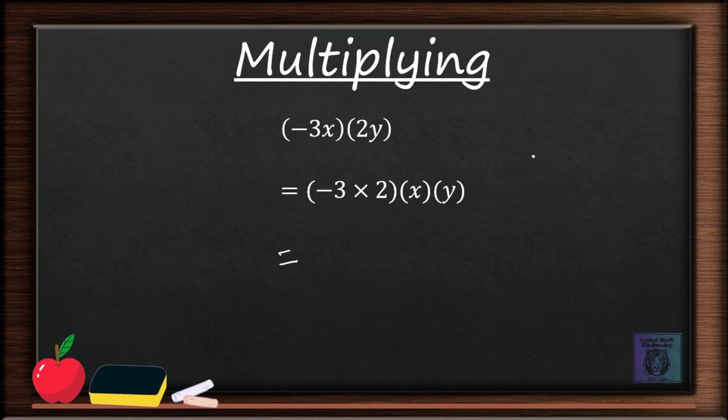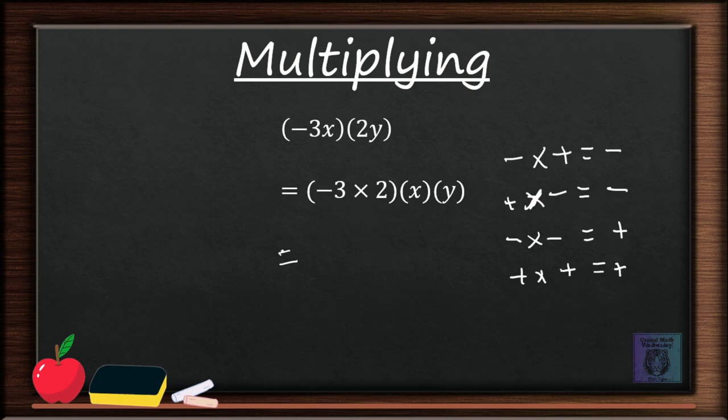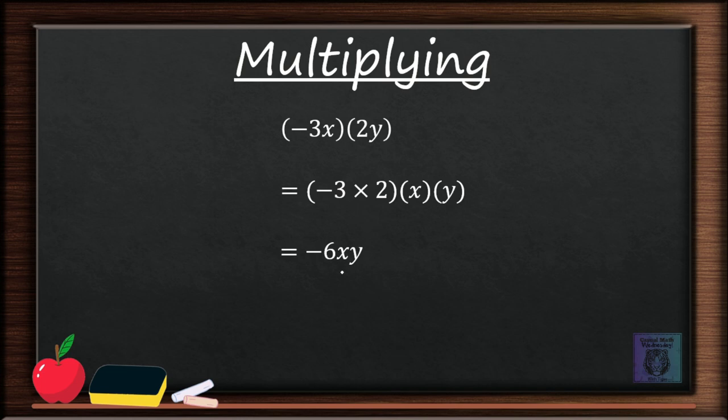Minus 3 times 2, also a negative times a positive is a negative. Positive times a negative equals a negative. Negative times a negative equals positive. Positive times positive equals positive. So this would be negative 6 and then x, y. And there's nothing else I can do, so that would be my final answer.